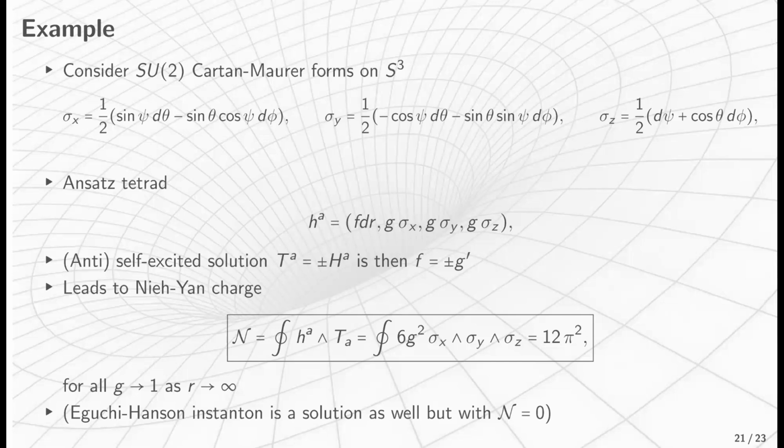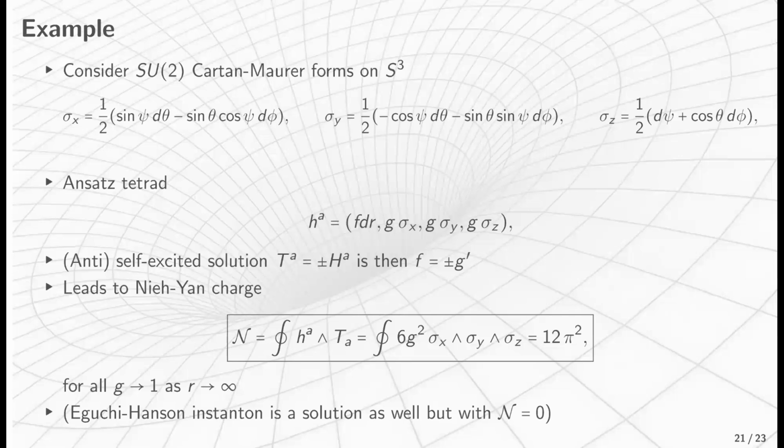So what you do is you take these Cartan-Maurer forms, you take an ansatz where you have some functions f and g, and you have just the dr, which is your radial coordinate, and these Cartan-Maurer forms like this. And then you can show that this self-duality condition, that the torsion equals its dual form, is satisfied when f equals plus minus g prime, where prime is the derivative of g with respect to the r coordinate. So if you take such an ansatz and require it to satisfy this condition, f equals plus minus g prime, then it is guaranteed to be a solution of the field equations.